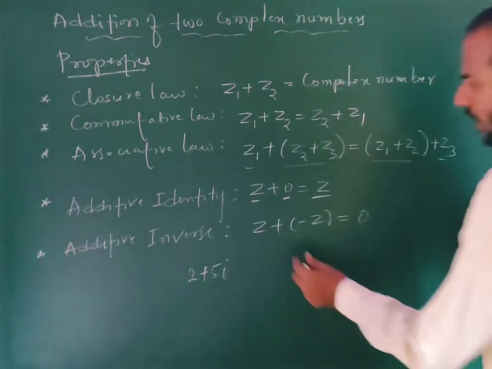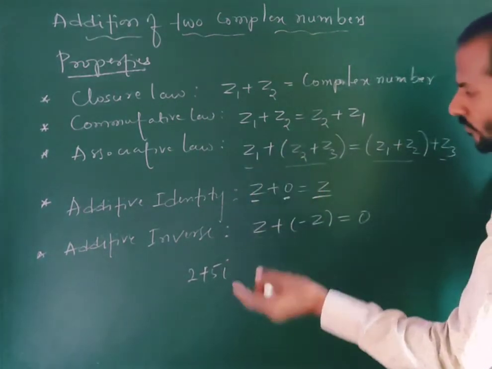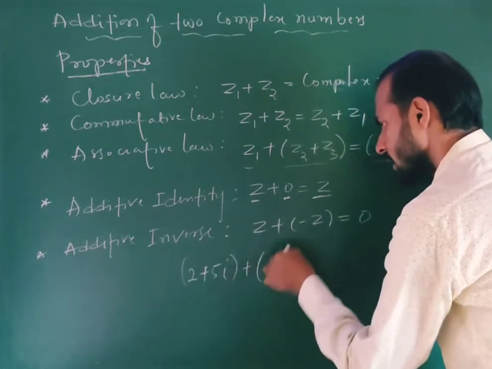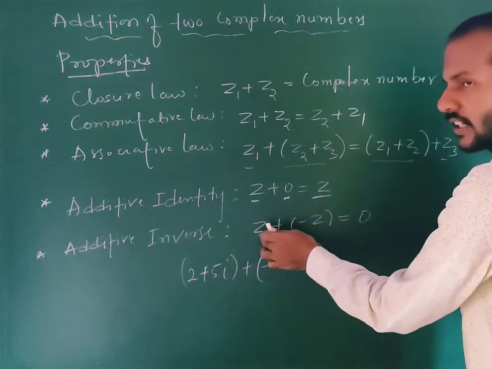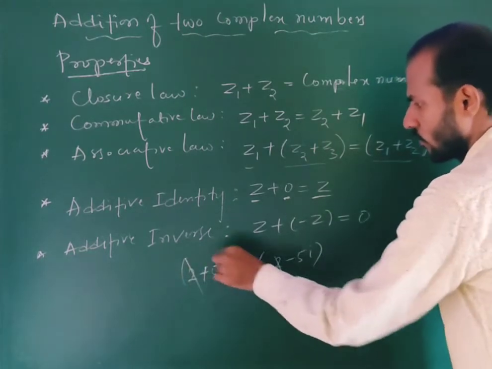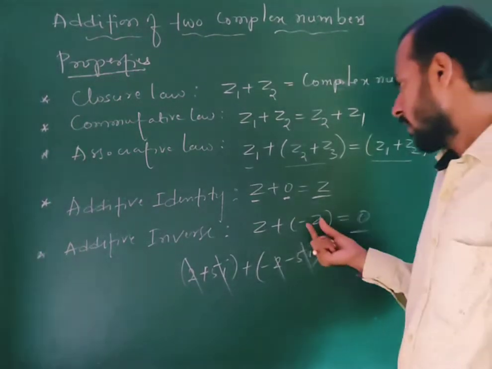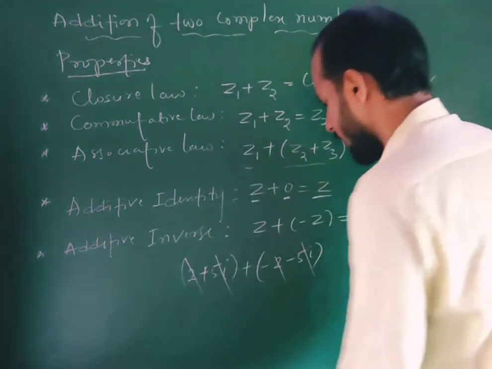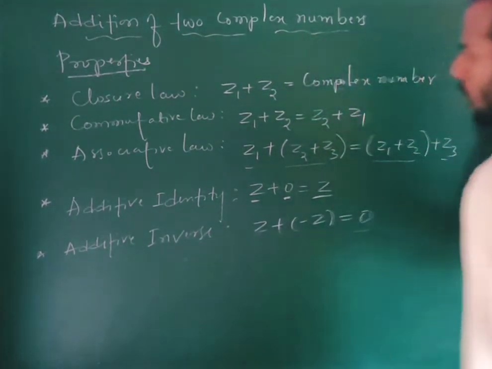When we add a complex number Z to the negative of that complex number, if 2 plus 5i is there, and I add the negative, minus 2 minus 5i, if I multiply the minus sign to this Z, then what we get? Minus 2 minus 5i. Adding, the 2 and minus 2 cancel, and 5i minus 5i cancel, which equals 0 only. Therefore here minus Z is the additive inverse. These are the 5 properties which are satisfied by addition of two complex numbers.